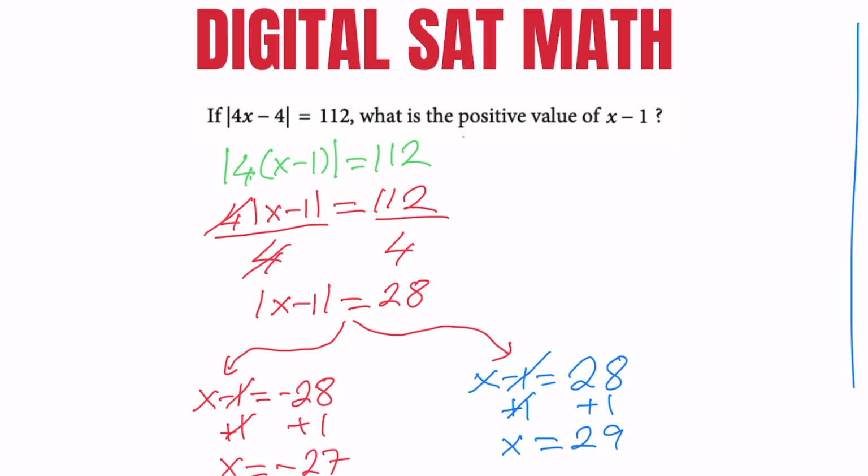But you've been asked to find the positive value of this. So this is x, remember. You've been asked the value of x minus 1 though. So I wanted to show you the solution. The positive value of x minus 1 is 28. The answer to this question is 28, not 29. 29 is the solution for x.